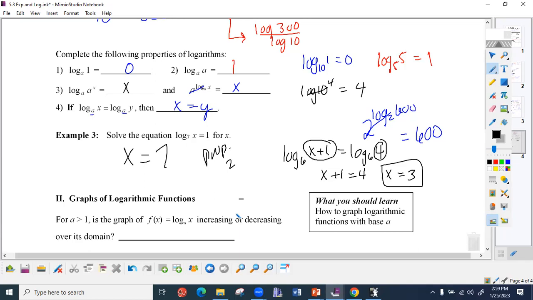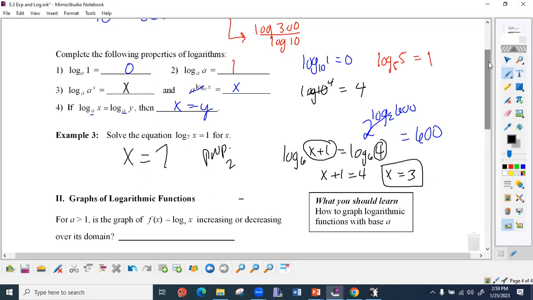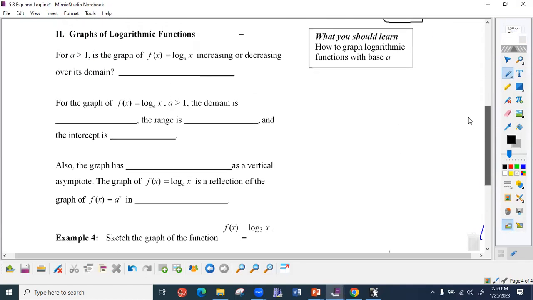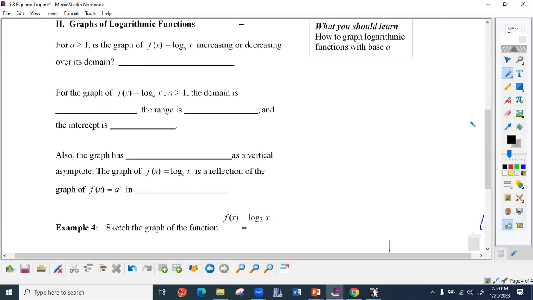All right, let's talk about the log function itself. We're gonna do a little bit of drawing here. All right. So we're gonna draw out our log function.